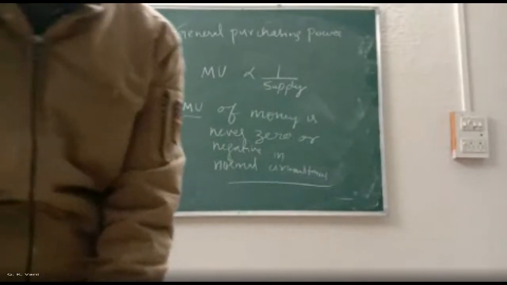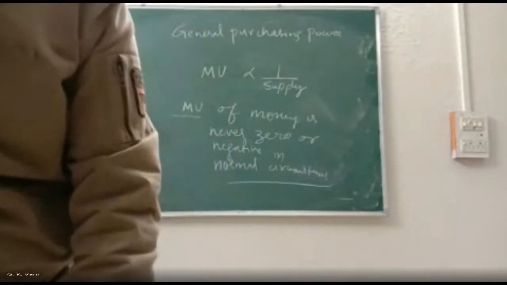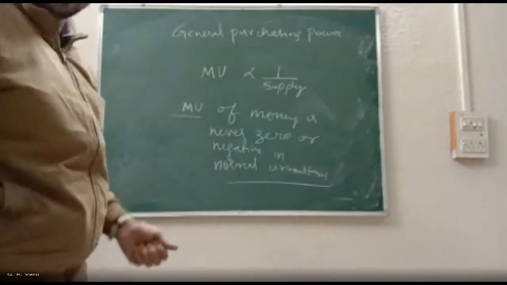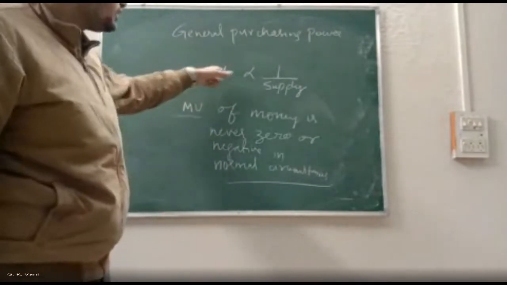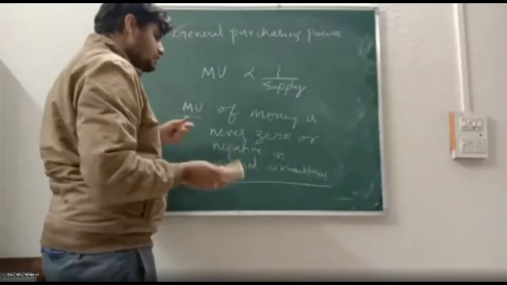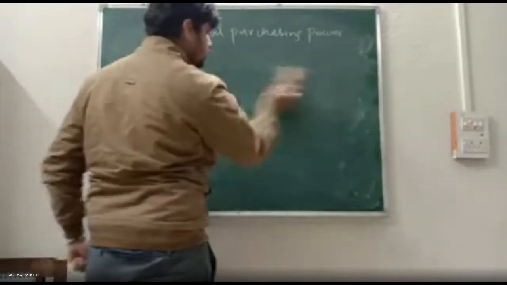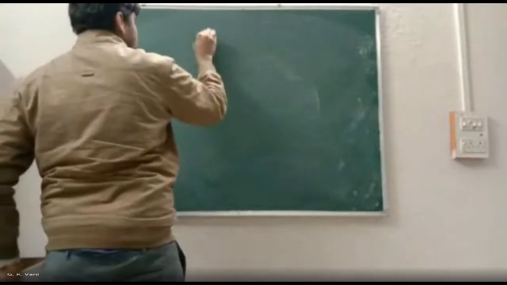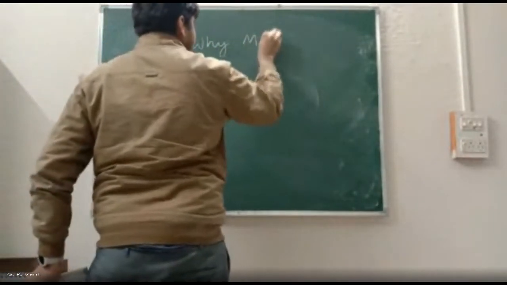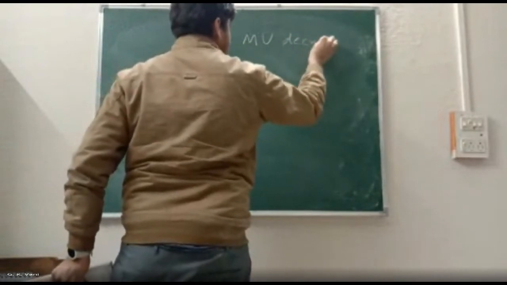Then the question is why marginal utility decreases? Because we said marginal utility is inversely related with supply. Marginal utility of money is never zero or negative. But in this also, I gave you a small test quiz. This question was there, right? And the question is why marginal utility decreases?